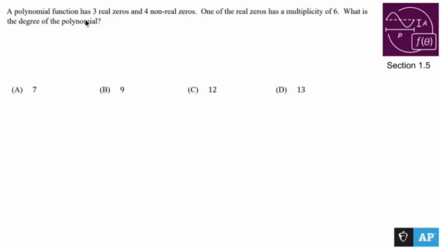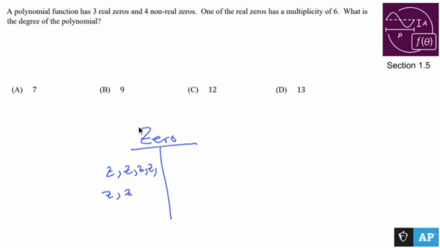A polynomial function has 3 real zeros and 4 non-real zeros. One of the real zeros has a multiplicity of 6. Gross. What is the degree of the polynomial? All right, so I have 1 real zero with a multiplicity of 6. So let's simplify this as much as humanly possible. Okay, I have a zero 6 times.